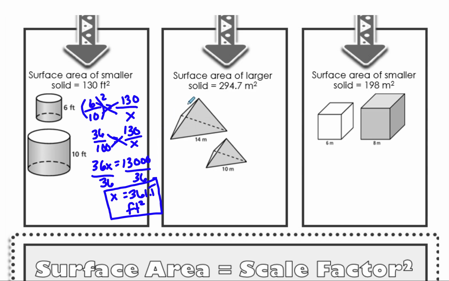Okay, let's take a look at our next one. The surface area of the larger solid is 294.7 meters squared. Okay. 14 over 10. I chose to put the bigger one on top. So that means my larger surface area needs to go on top. 294.7. Okay, it is surface area, so we need to square.